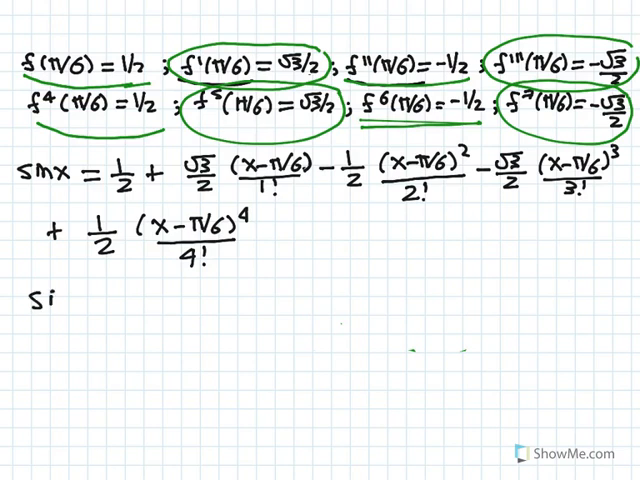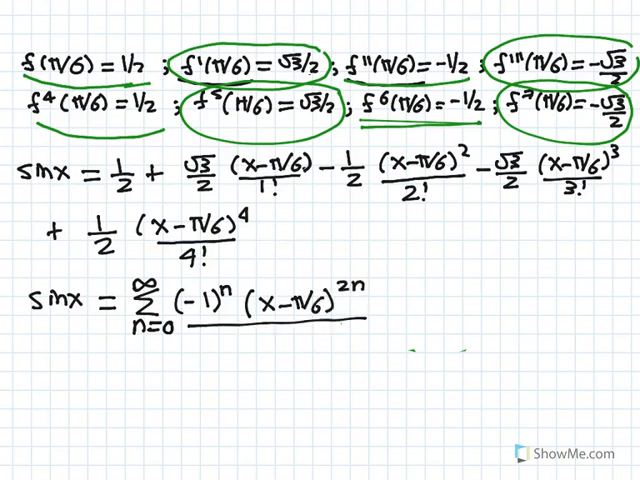So we can write this as sine x, and this is the step that's a little bit tricky. Sine x is equal to the sum from n equals 0 to infinity. We need something that alternates plus minus, because the even derivatives alternate between 1/2 and negative 1/2, and the odd derivatives alternate between root 3 over 2 and minus root 3 over 2. So we're going to use negative 1 to the power of n. We need to generate even powers of x, so that's going to be x minus pi over 6 raised to the exponent 2n divided by 2n factorial. And don't forget the 1/2. There is divide by 2.